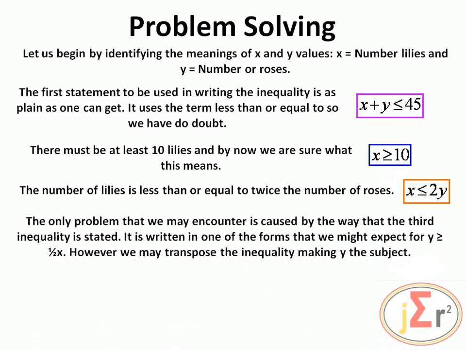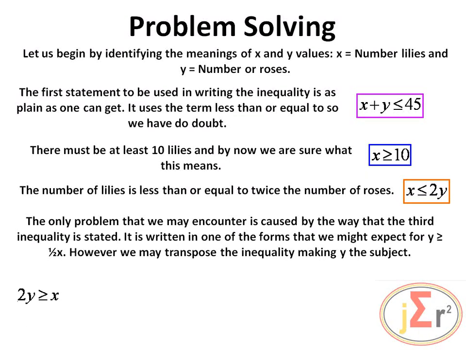The only problem that we may encounter is caused by the way that the third inequality is stated. It is written in one of the forms that we might expect for y is greater than or equal to a half of x, which is the one that we have graphed before, which is the one that we warn that CXC likes to give in another form. However, we may transpose the inequality making y the subject.